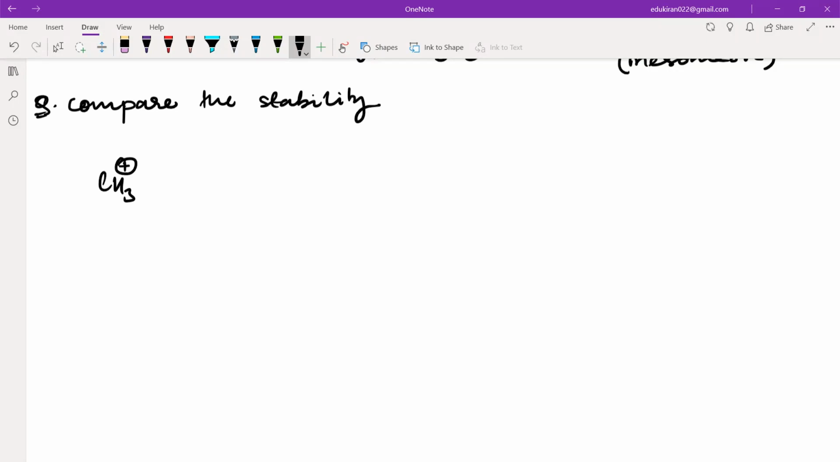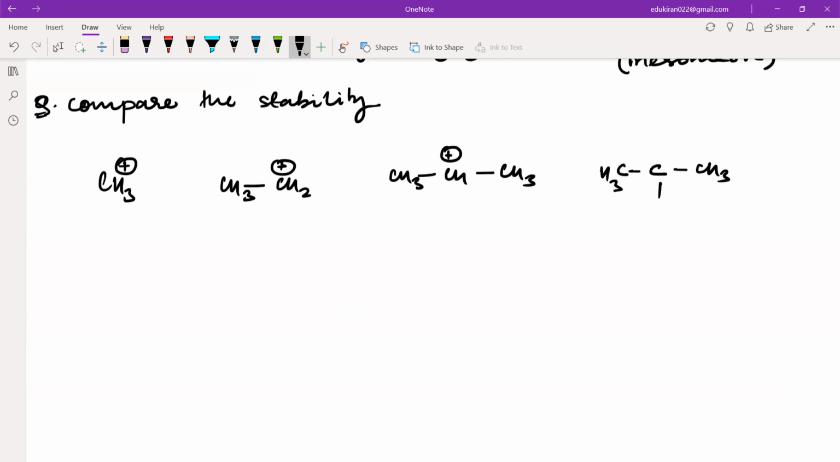CH3 positive, CH3CH2 positive, CH3 CH positive with two CH3 groups, and CH3 C positive with three CH3 groups. In all of them I can see no effect here. In all of them, I can say that there is no resonance.